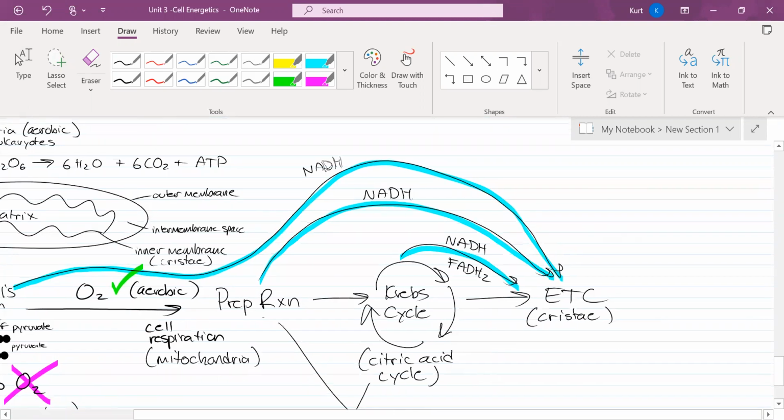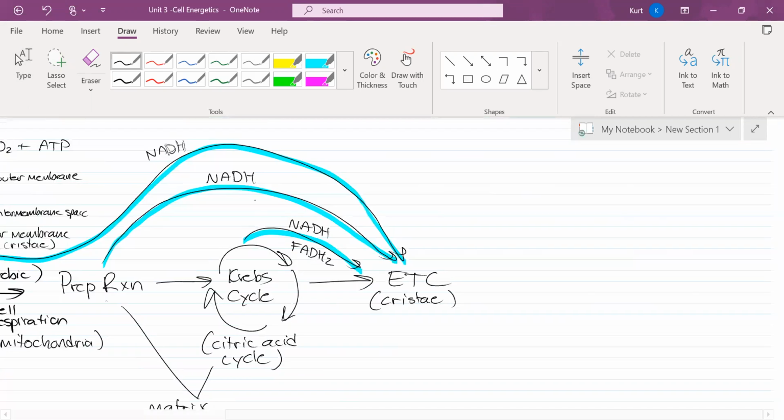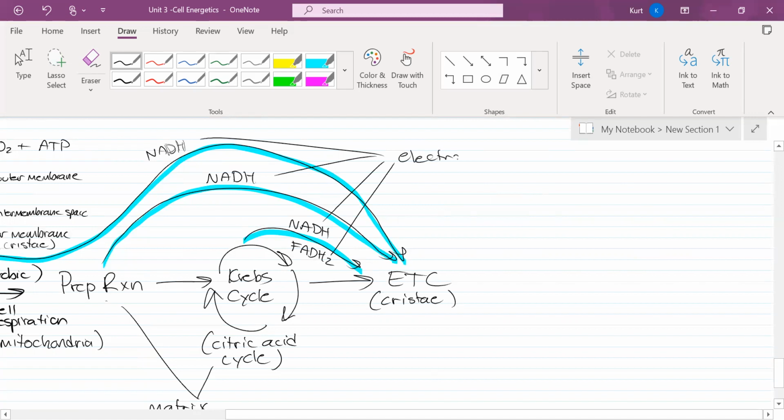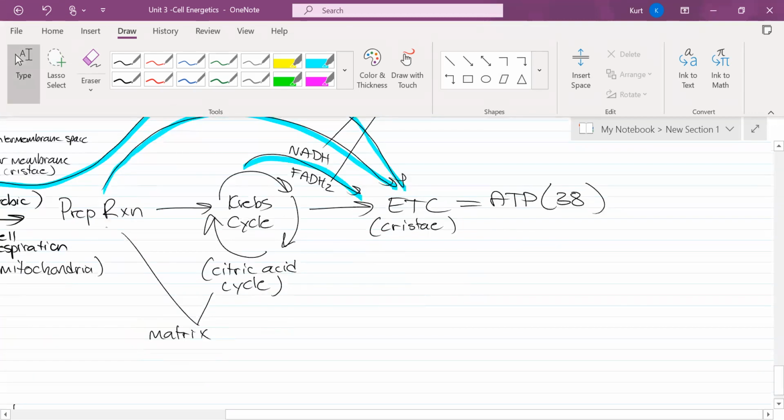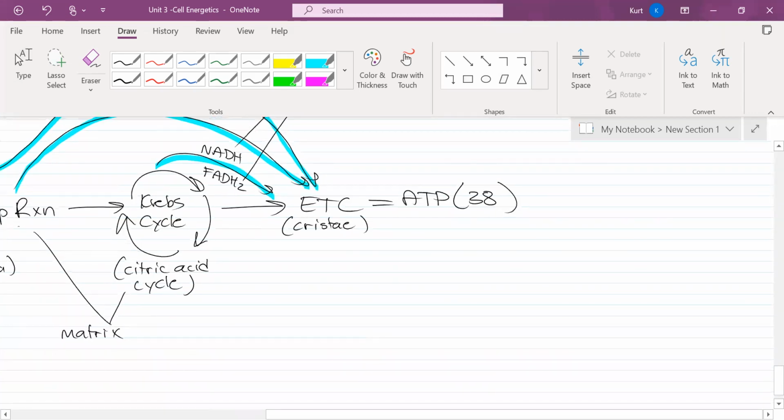All right, and all this NADH and FADH2 are electron carriers. That's what these are. They're carrying electrons to the electron transport chain to result in ATP, about 38 of them total. Now, last thing I'm going to try to do is draw this electron transport chain for you, and that will have to be it, okay?